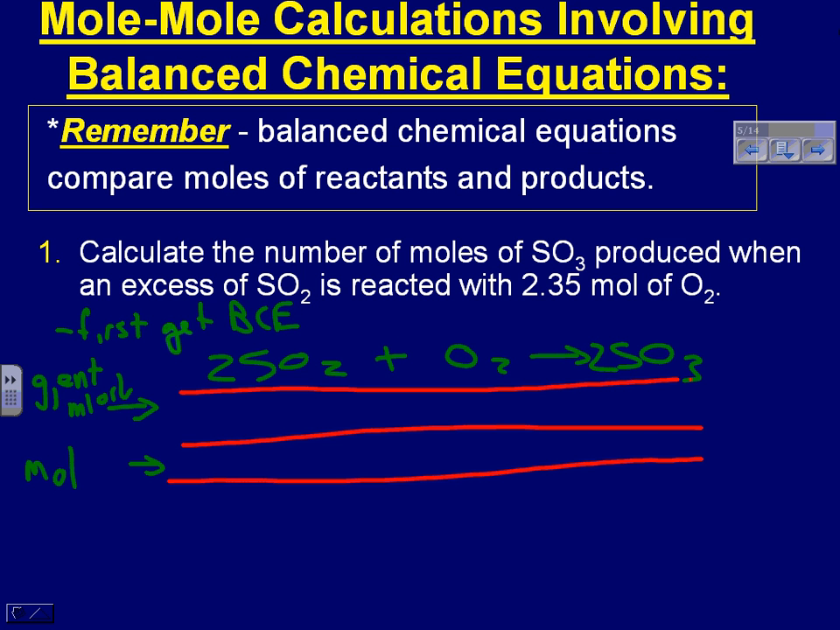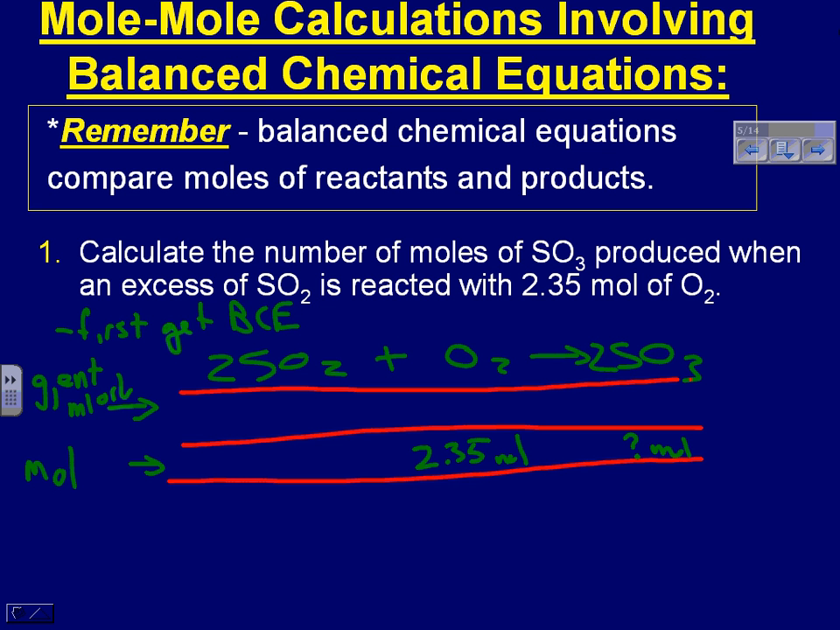All right? So now at this point, let's take the information that we have. 2.35 moles of O2. Under the O2 in the mole line, I'm going to write 2.35 moles, and that's of oxygen because I've written it right underneath it. The question asks, calculate the number of moles of SO3 produced. So under SO3, I'll put question mark moles right there. And I put it in the mole line because it's asking me for moles, and I put a question mark because that's what I'm looking for.